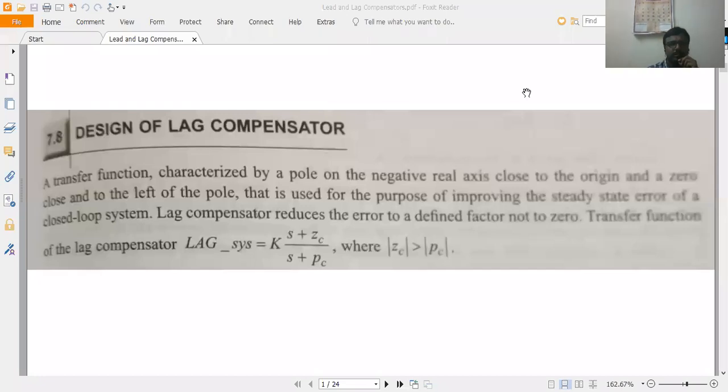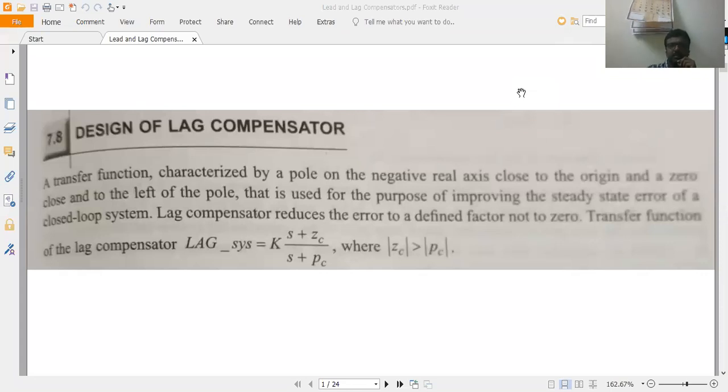Last topic of the fifth unit, design of the compensators. So these compensators are not a new topic. It is an old topic because these compensators have been discussed in control systems. We have to discuss them in the study cycle of control systems.